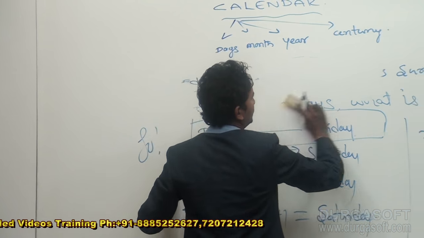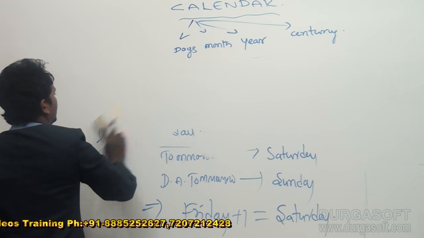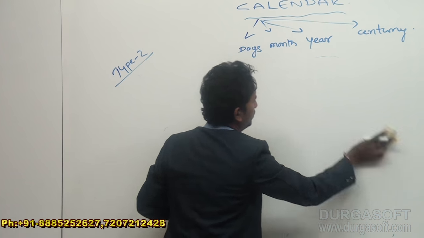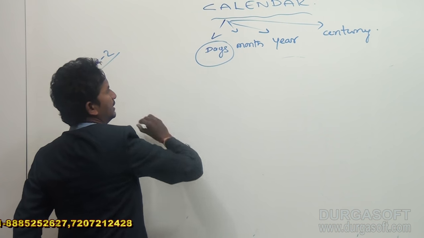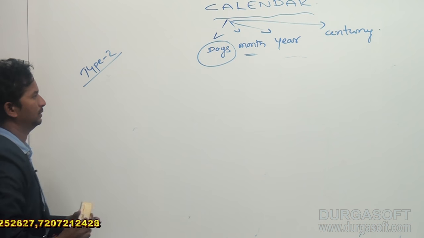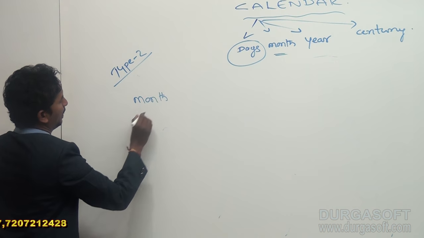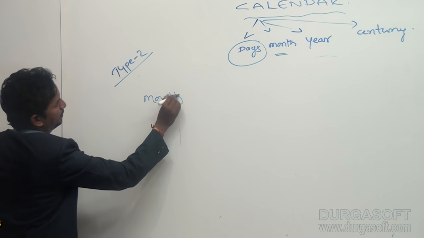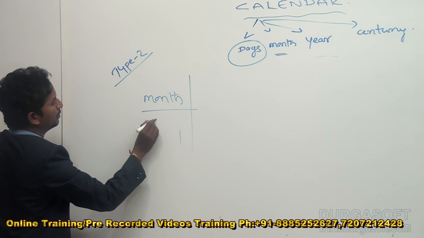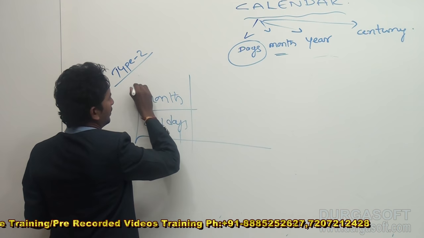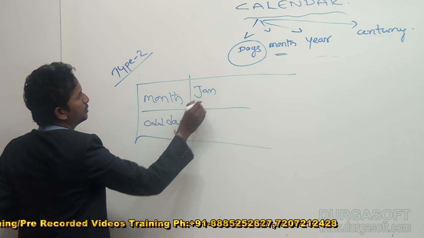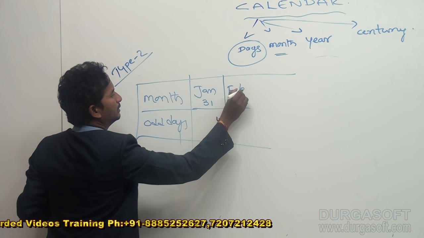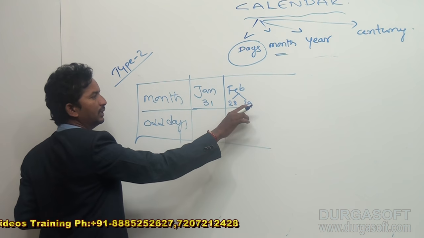Now see the next one, type 2 problems. Here you know the days, so next is month, and odd days. I am taking month and odd days. There are 12 months. January has 31 days. February has 28 or 29 days, in a leap year it contains 29 days.